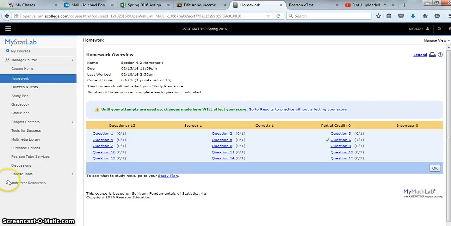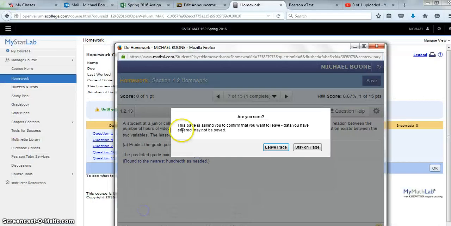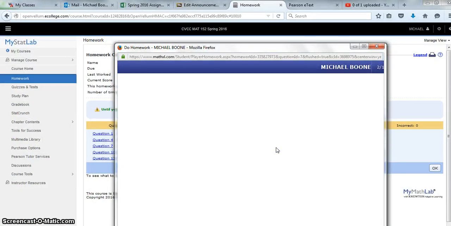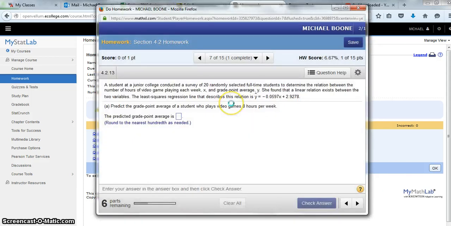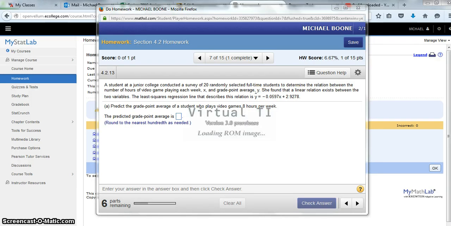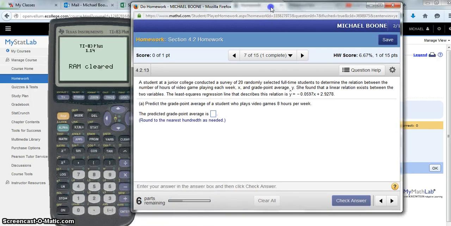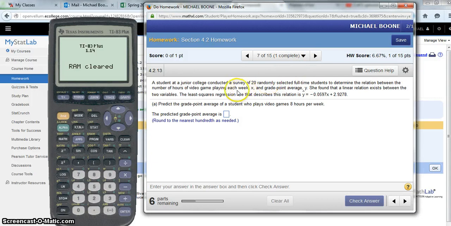All right, a couple more questions from section 2 of chapter 4. Let's look at number 7. It's looking at the predicted grade point average. If we have these numbers and we want to calculate the predicted GPA, we first have to make sure that we know the number of video games played each week is X and grade point average is Y.